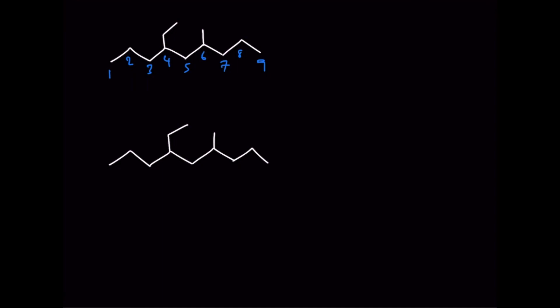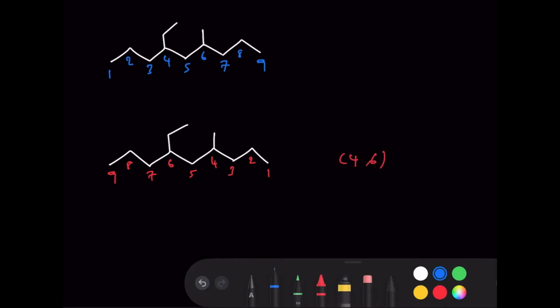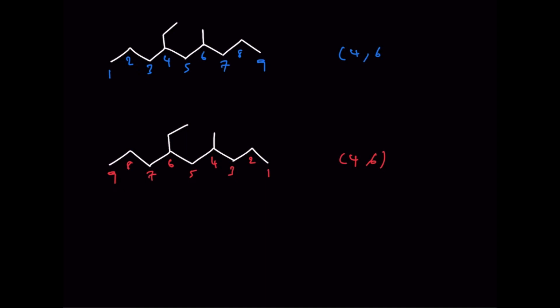This time let's number it right to left. 1, 2, 3, 4, 5, 6, 7, 8, 9. Whether we go from left to right or right to left, the substituents are at the same position. Here also it is 4, 6, there also it is 4, 6. Here the ethyl group is at 4 position, methyl group is at 6 position.